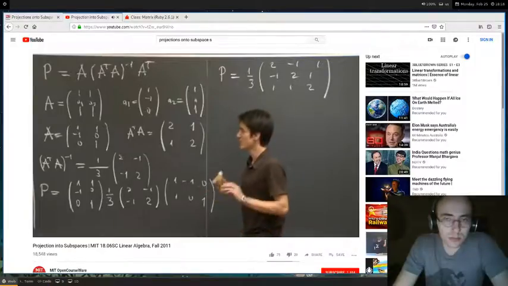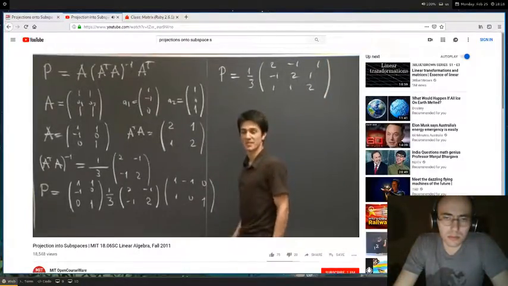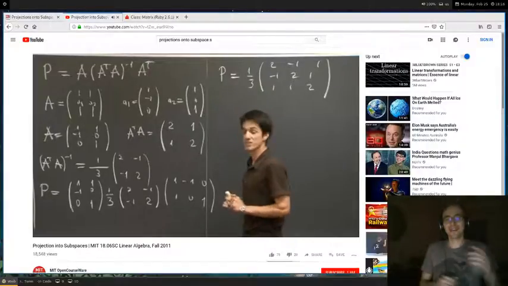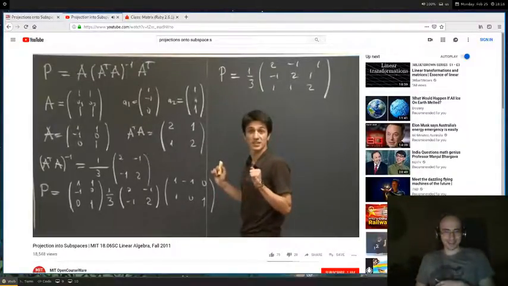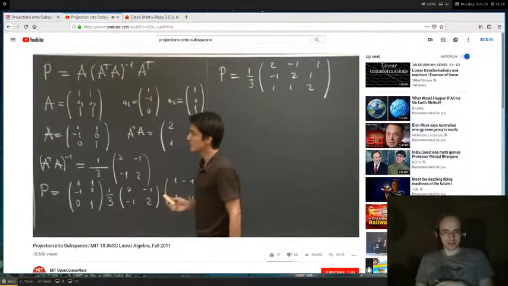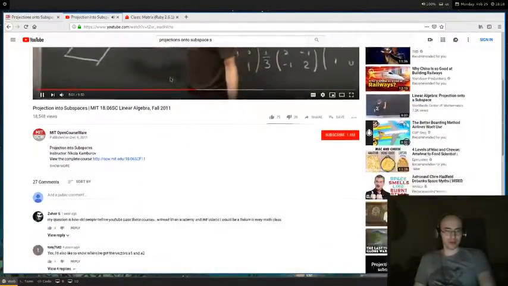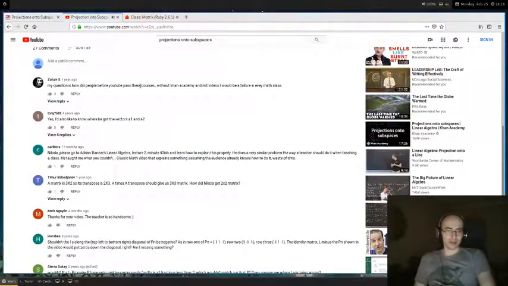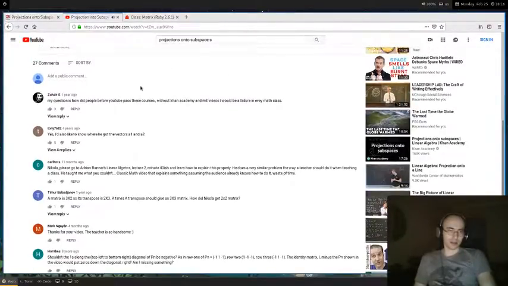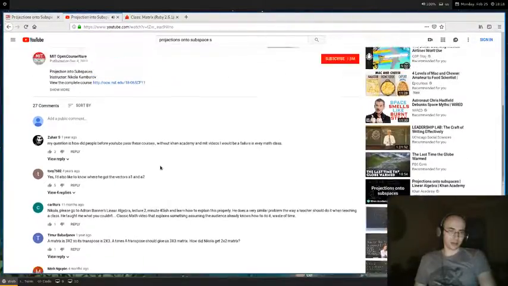Right. Okay. What you can do now is check whether this answer actually makes sense. One thing you can do is, well, the projection matrix is supposed to take the normal to the plane down to 0. So you can just multiply P and the normal vector 1, 1, negative 1, and if you get 0, maybe you've done a good job.